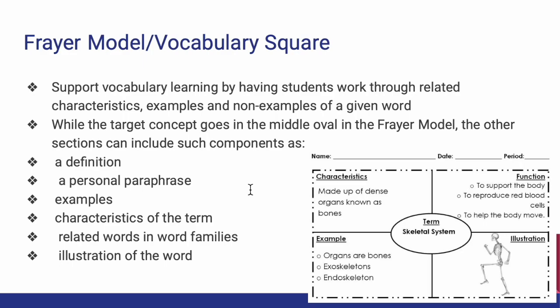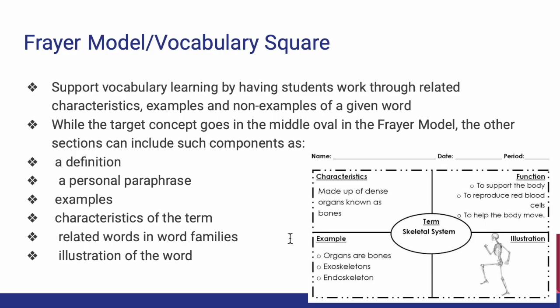The vocabulary square, which is a square broken down into 4 quadrants, as you can see here in this picture. These both support vocabulary learning by having students work through related characteristics, examples, and non-examples of a given word. One of the tool's greatest strengths is its adaptability.